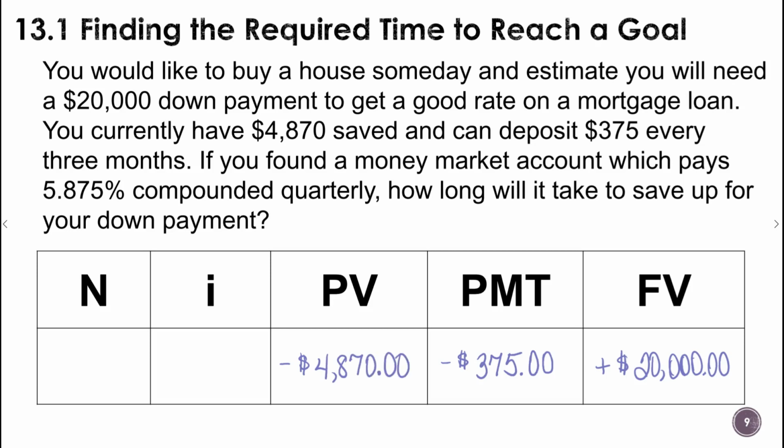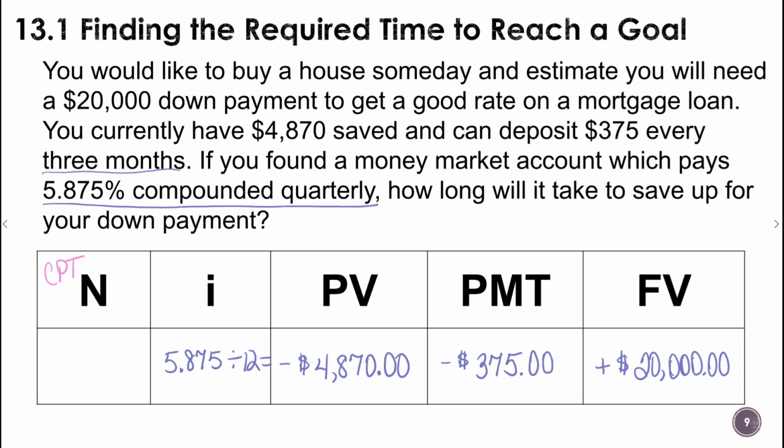Alright, and then if you found a money market account which pays 5.875% compounded quarterly, how long will it take to save up for your down payment? And so it tells us right here it's compounded quarterly, but it also told us basically here that it was going to be compounded quarterly by saying every 3 months. Okay, so we are actually looking for N. We don't know what that is, the number of periods. Our interest rate is 5.875. We are dividing that by 12. Remember, you push equals before you enter that on your calculator.